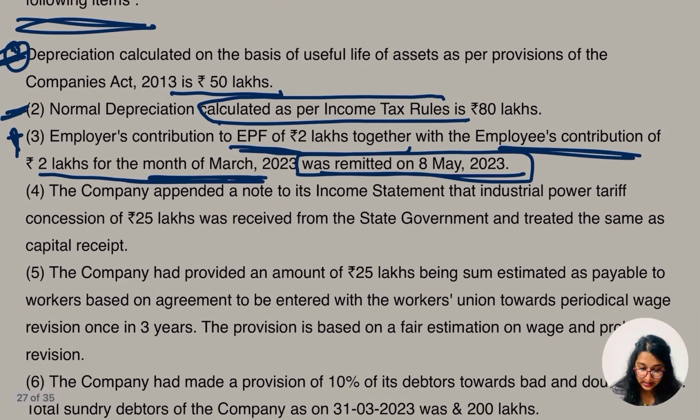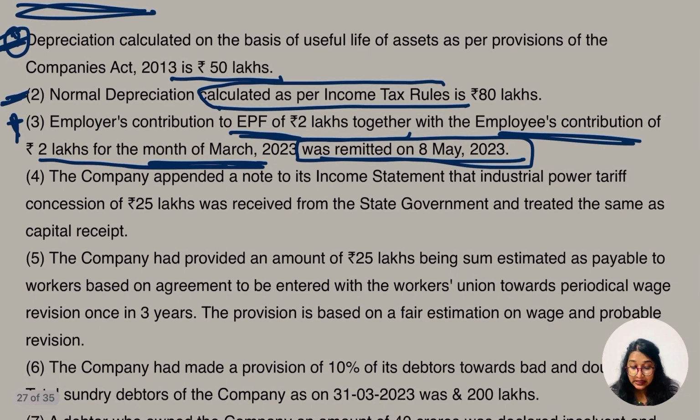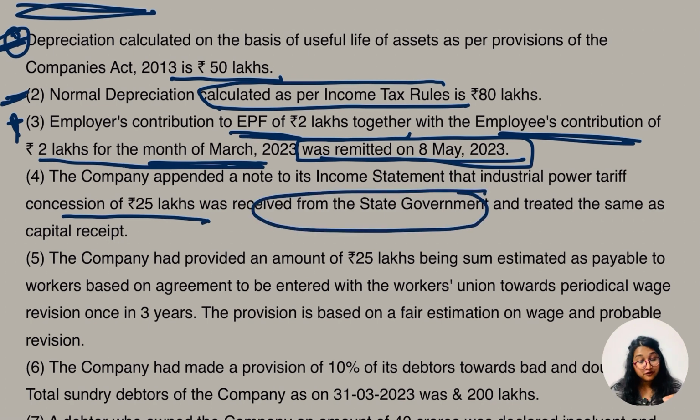Okay, so let's go for the other. The company appended a note to the income statement that the industrial power tariff concession of 25 lakh was received from the state government and they have treated it as a capital receipt. So first of all we have to identify whether this is a capital receipt or not. So yes, this is not a capital receipt. Okay. So we have to determine what is going to be the adjustment in this case.